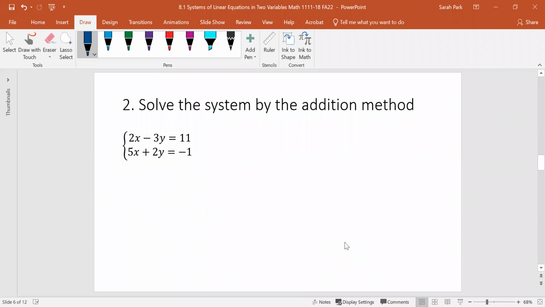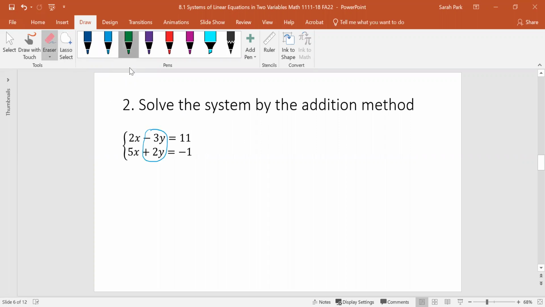Let's try another one using the addition method. We have 2x minus 3y equals 11, and 5x plus 2y equals negative 1. Again, decide on which one you want to eliminate, either the x or the y. Really doesn't matter. I'm going to eliminate the y's because one's already negative and the other one's positive. So it looks like we need to make them opposites.